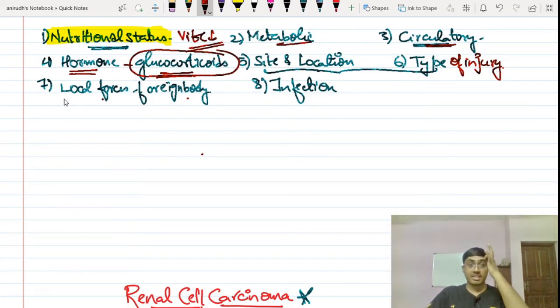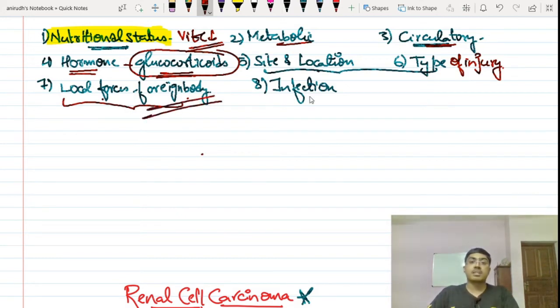Now local forces, foreign body, let us suppose there is an excessive pull in the area where this particular injury is happening. Now do you think that wound will heal? No, because for a good amount of healing to occur, the edges should be opposing each other, isn't it? And that is not possible if there is high tension in the wound area. So yeah, and a foreign body in that particular area might hamper the healing.